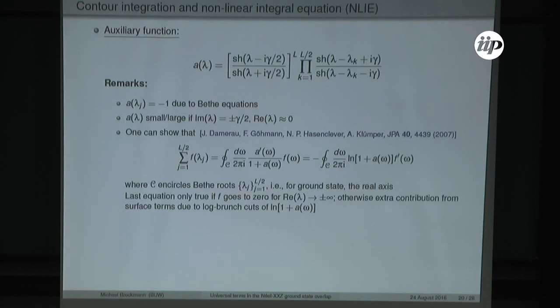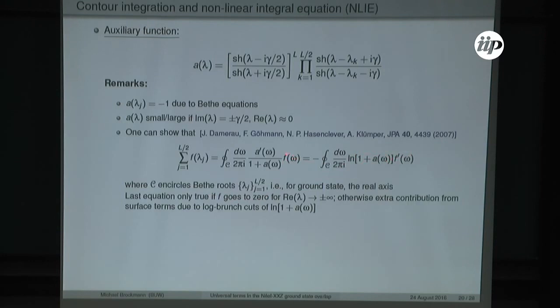Anyway, for this function A, one can show that the sum of beta roots can be represented as a contour integral, which can be very easily seen. The contour C encircles all the beta roots, and exactly there this function has a single pole, and then you take just the residue, and so the A prime cancels, and you get f of lambda j. Very easy. And then you do integration by parts, and you have the logarithm of 1 plus A times f prime. You have to be careful if you do the integration by parts.